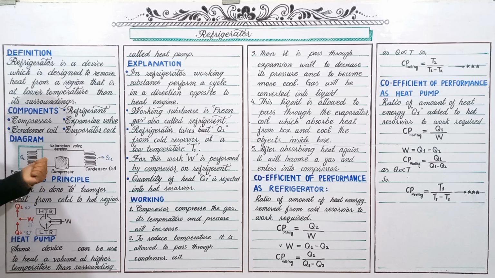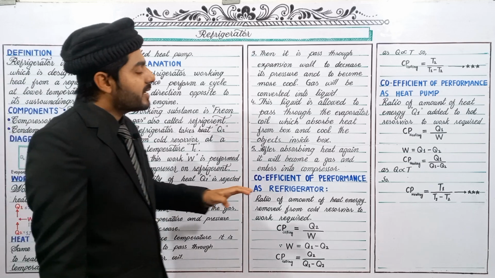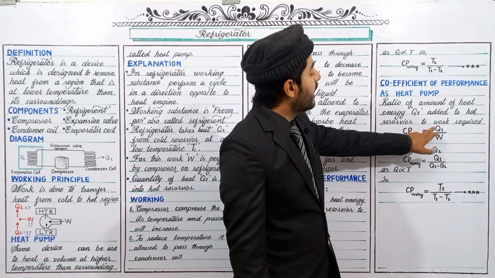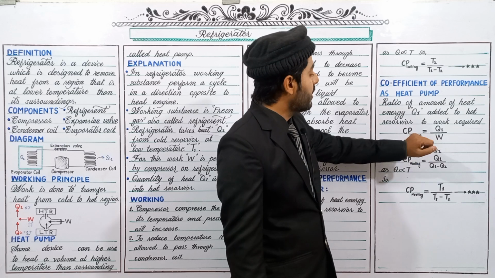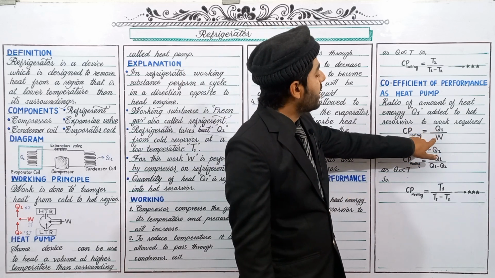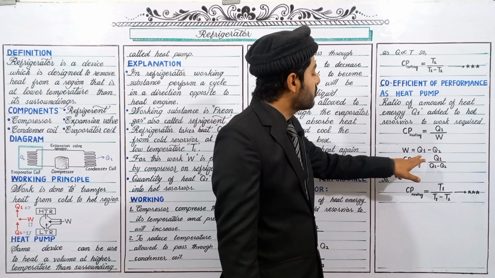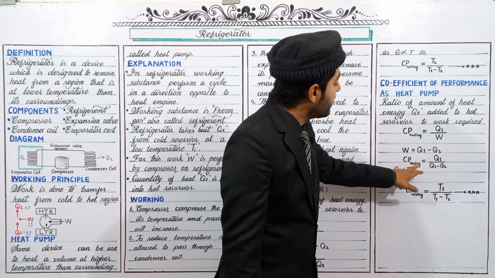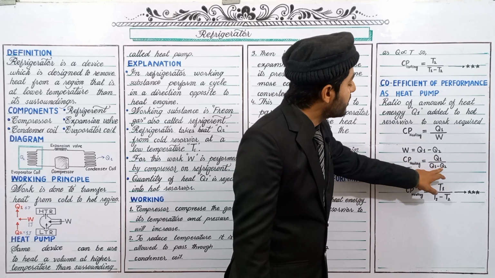And what is the input? The work. Because without doing work, you cannot transfer the heat from this region to this region. Okay, so in this case, the required output is Q1 and the work is the input. Okay, so same, the ratio between output and input, that is output Q1 and input W. Put the value of W, that is Q1 minus Q2, and in this formula you will get that CP heating is equal to Q1 divided by Q1 minus Q2.